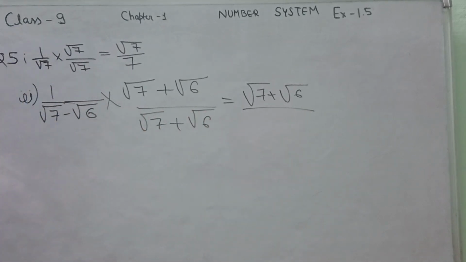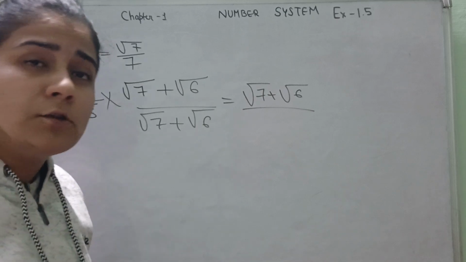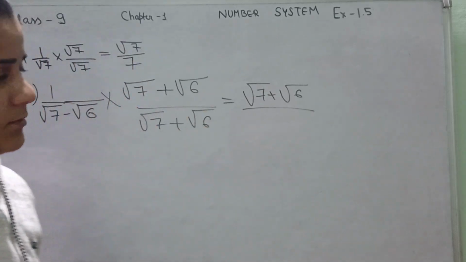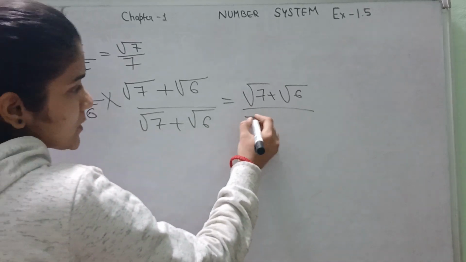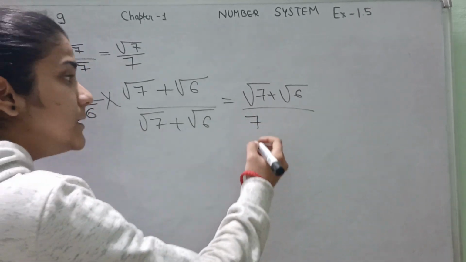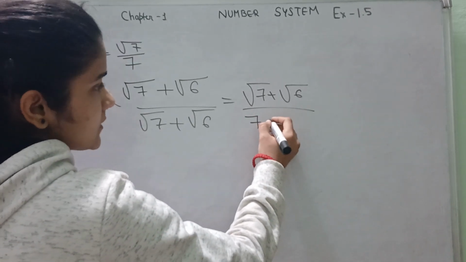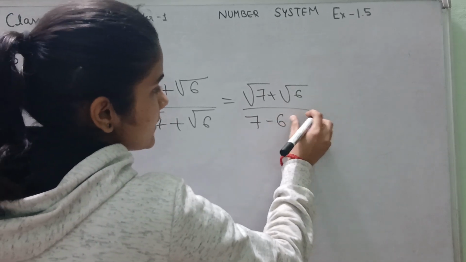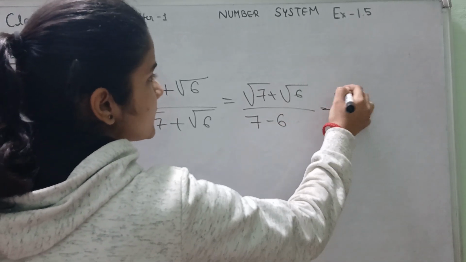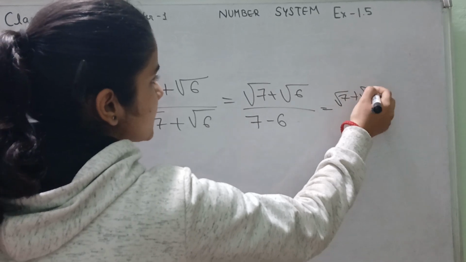It's very simple. You will be using it in many questions. Now this identity is going to be used so much of the time. (a plus b)(a minus b) is a square minus b square, which is 7 minus 6, which is simply 1. So it can be simply written as root 7 plus root 6.